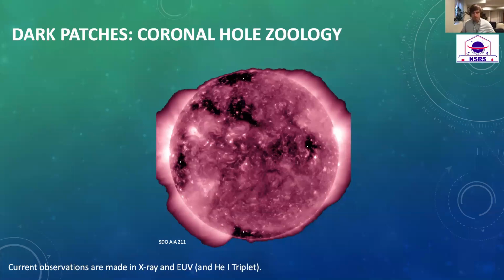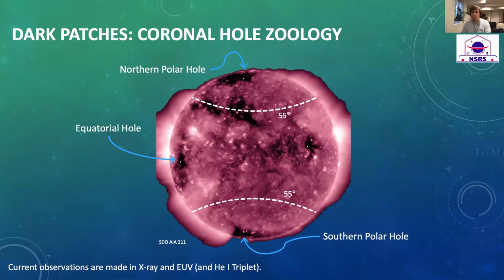So lastly, before we talk a little bit more about magnetic fields, I want to get a little bit more terminology out of the way. I call this zoology because it's really just labeling what we see. But if we look, there are different types of coronal holes, and they have different properties themselves. The first type is an equatorial coronal hole. And this is exactly what it sounds like. It exists near the equator. In fact, it exists between plus 55 and minus 55 degrees from the equator.